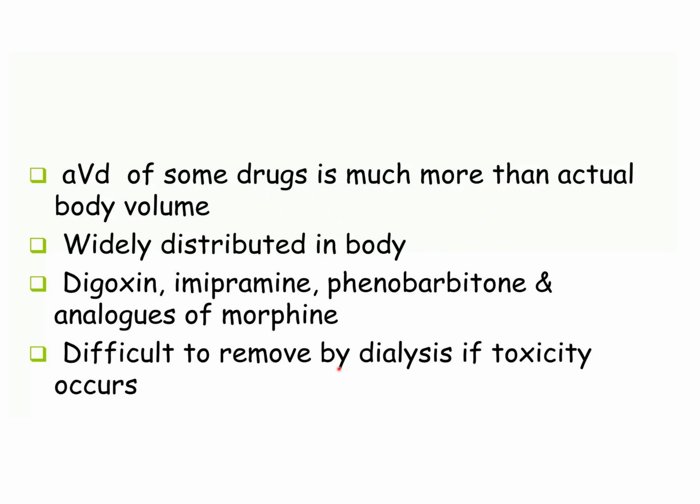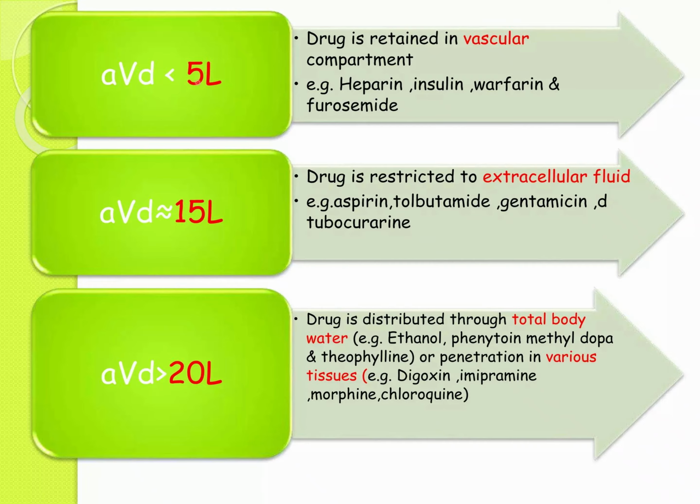So these are difficult to remove by dialysis if toxicity occurs. So the drugs which have a higher volume of distribution will distribute throughout the different organs in our body, and ultimately their concentration in the blood will be decreased. So if we see, the drugs which have less than 5 liter volume of distribution will be retained in the vascular compartment, because they are not distributed. For example, heparin, insulin, warfarin, these are water soluble drugs, and these drugs would remain in the blood. Why? Because blood itself is water.